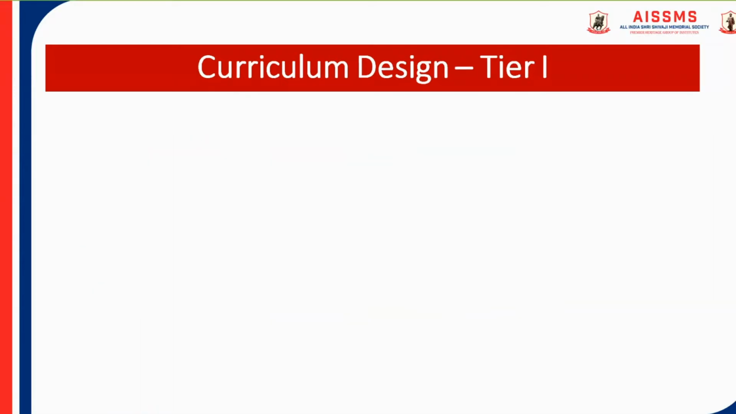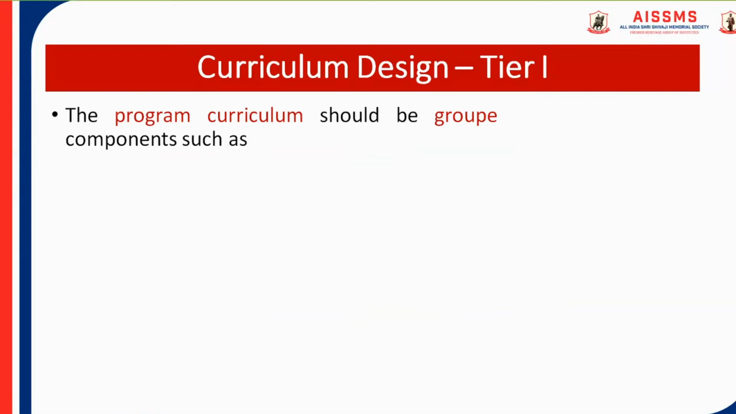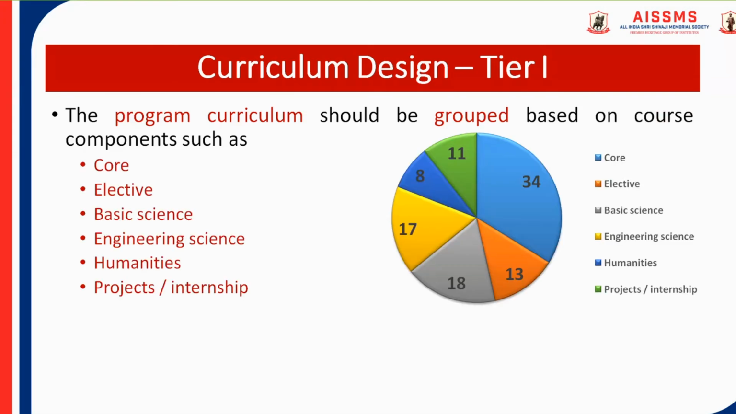Then the curriculum should be grouped based on components such as the core, the elective subjects, the basic science subjects, engineering science subjects, humanities, projects and internship. Here we have the pie chart which shows the percentage of the core subjects. It should be around 34%. For the electives, around 13%. Then basic sciences around 18%, engineering science 17%, humanities 8%, and project and internship 11%.